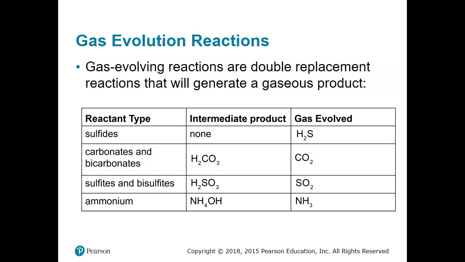With the gas evolving reactions, again, double displacement reactions, we get a gas product as a result. Now that gas product doesn't usually show up in the double displacement reaction as a gas. What shows up is an intermediate product, an intermediate acid or base, and that acid or base decomposes into the gas that we're looking for. These are the kind of ones that we usually smell before we see. For example, if H2S comes out as a product, we smell that right away. That's the rotten egg smell.